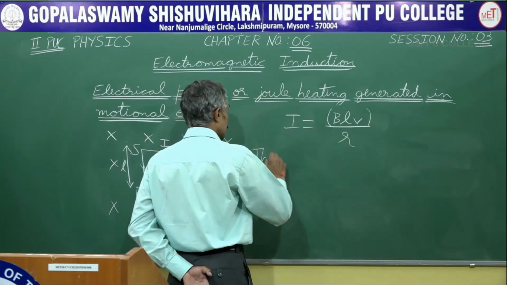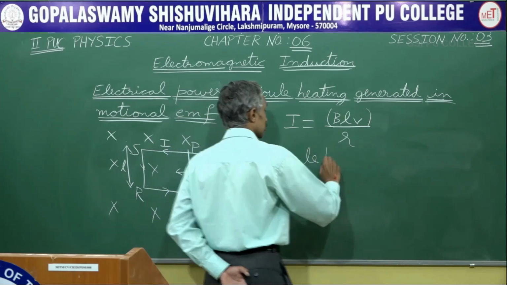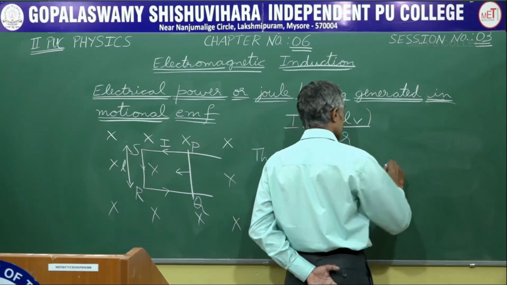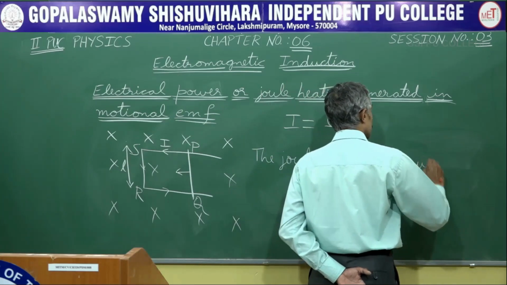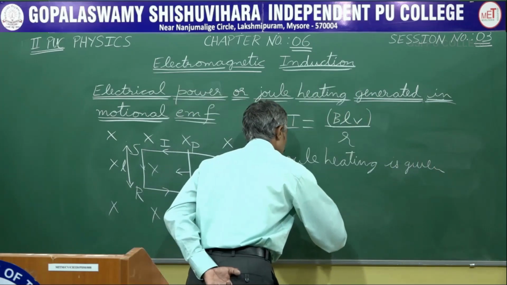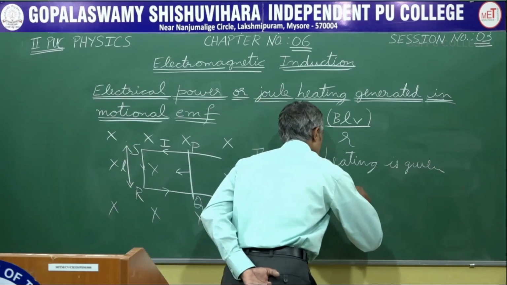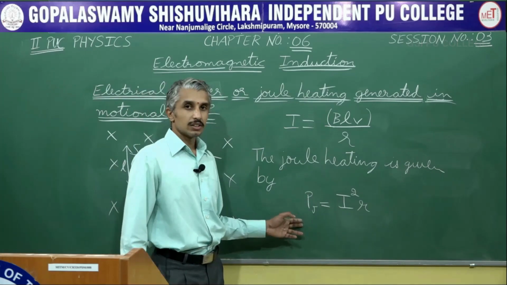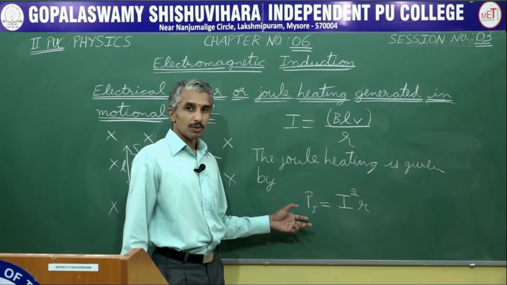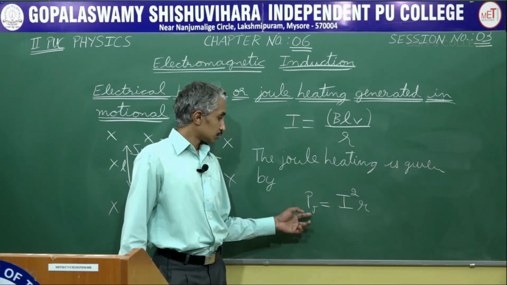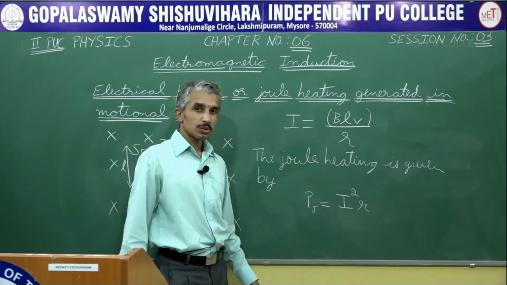Now, the Joule heating or the power generated in the circuit is given by I square into R. We had studied the expression for power generated in an electrical circuit in chapter 3, current electricity. The same expression is also taken here. So, the power generated in the circuit is going to be I square into R.